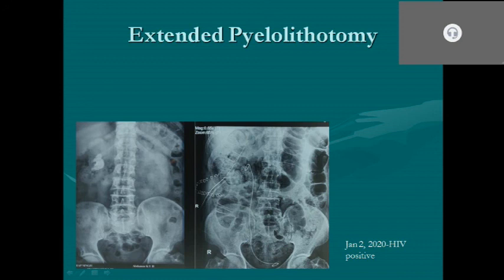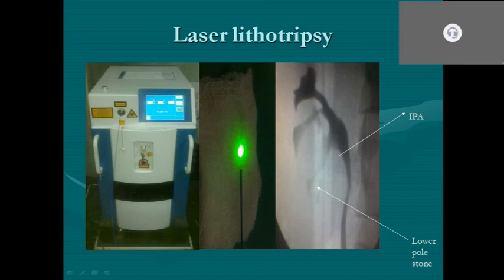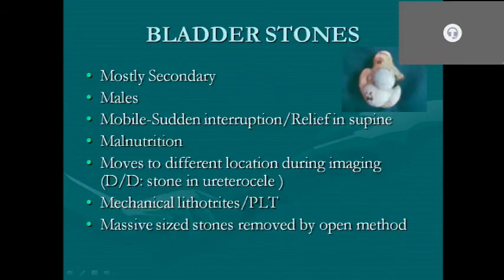The double J stent helps in facilitating flow of urine past the sides of the stone, and it prevents formation of fibrosis and stricture. After any procedure, you keep the stent for 4 to 6 weeks, and once healing has completed, you remove the stent. Then the other most important thing you should know is laser lithotripsy. The mechanism of stone fragmentation we will discuss in some other class.